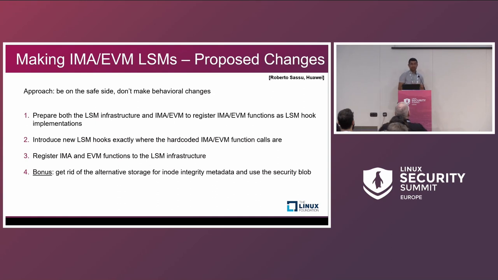So when I started to do this work, I said to myself, let's do it the safest way. Don't make any behavioral change, because any change that we make needs to be carefully tested. So I tried to do very technical operations. The first one is to align the parameters of the IMA and EVM functions with the definition of the LSM hooks. The second one is to add the LSM hook in the places where IMA and EVM were called, but there was no hook at the moment. And finally, it's possible to register IMA and EVM functions as LSM hook implementations.